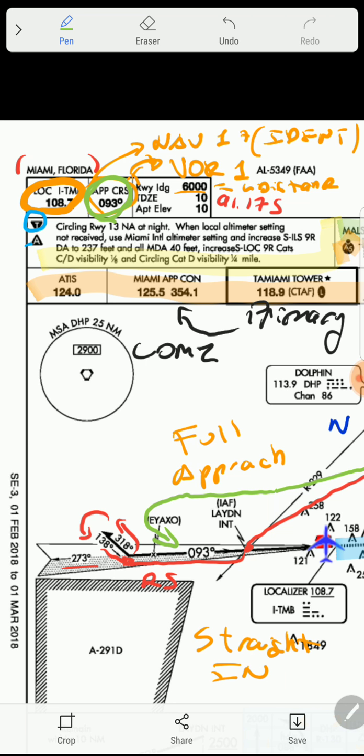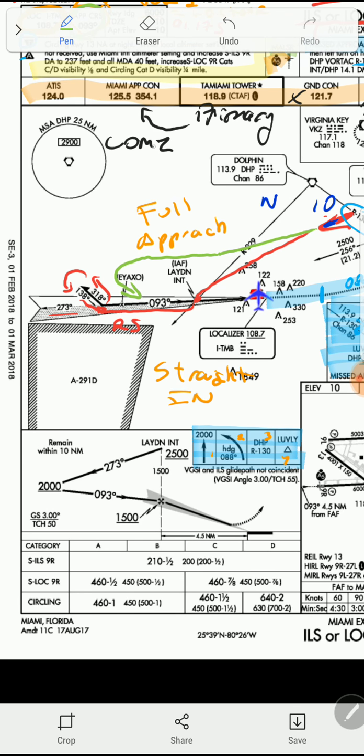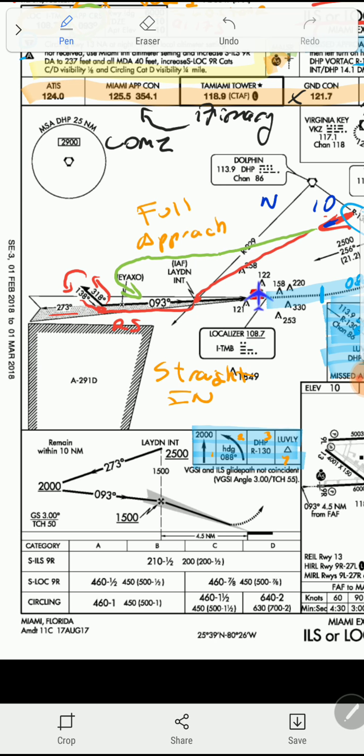So far, any question? No. Okay. Nothing, right? So that's the plan view. That's what I have to plan my actions so I can actually know what to expect.